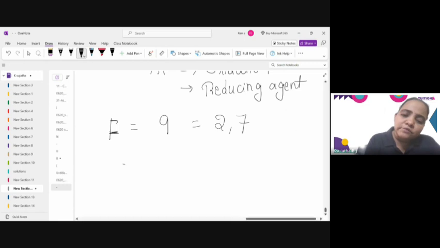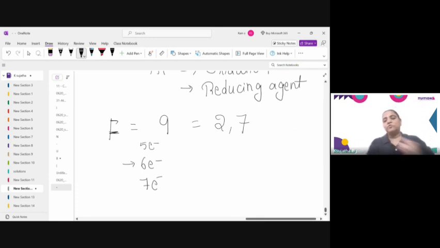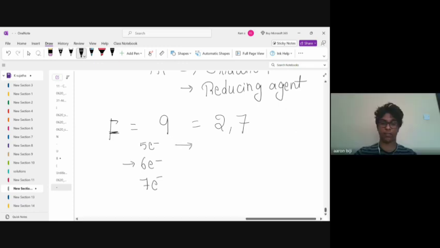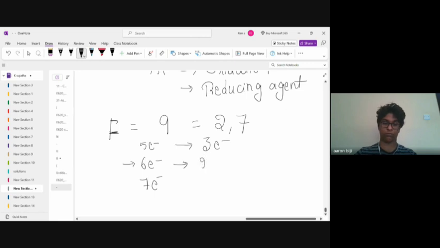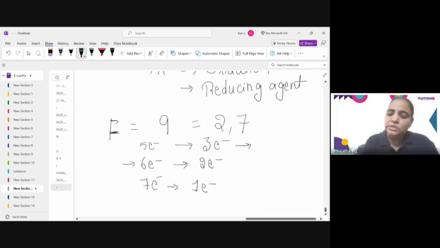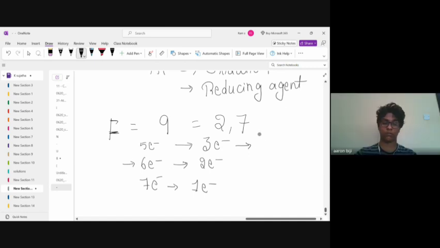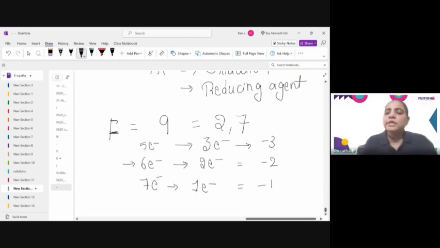So remember always, if any atom has 5, 6, or 7 electrons in its valence shell, it will gain electrons. 5 electrons means how many does it have to gain? 3. Very good. 6 electrons means 2. 7 electrons means 1. So after gaining 3 electrons, what is the charge of the atom? Minus 3. And here, minus 2. Very good.